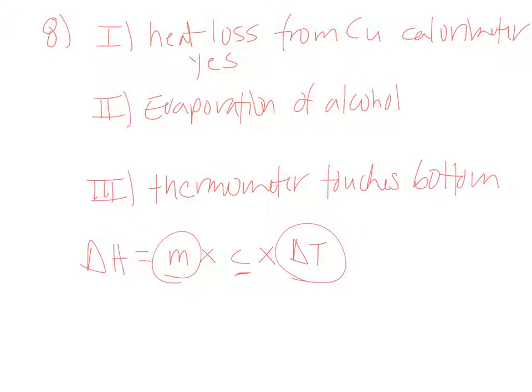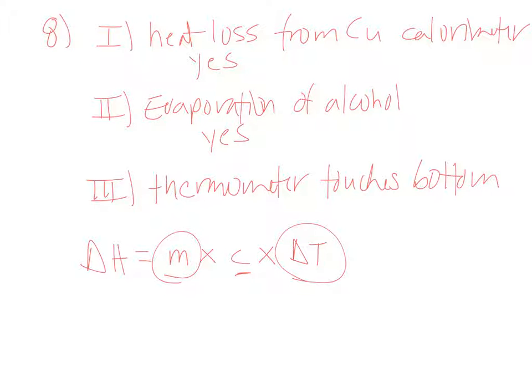Evaporation of alcohol. If some of the alcohol evaporates, that means it doesn't all burn. So there's going to be less temperature increase. It also means our mass is going to be less than it should be. So this is going to affect it twofold. But definitely it's going to decrease the temperature change and potentially decrease the mass. So yes, it also will decrease delta H.